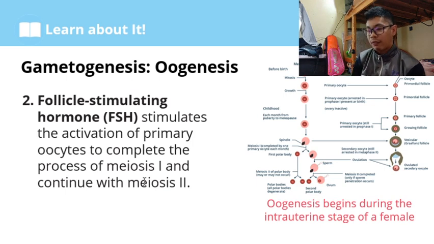That's the reason why females who have hormonal imbalance are also having irregular menstruation. It's because of the different hormonal imbalances that happen in their body.